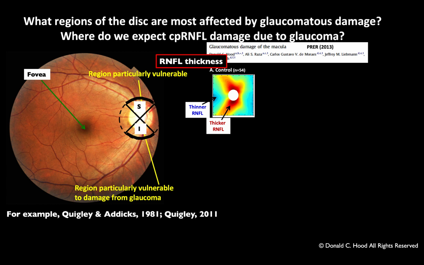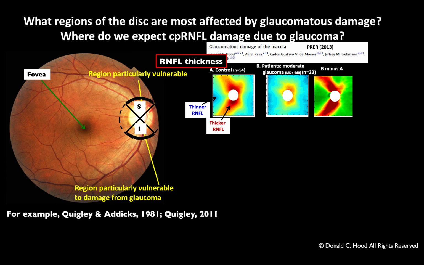This was nicely shown in the early 80s by Quigley and colleagues, and there's more recent data as well. All right, so here's the average now for 23 eyes with moderate glaucoma. So moderate glaucoma meaning that their mean deviation on the 24-2 is somewhere between -6 and -10 or something. So if we take the difference between this, we get this. Now, I apologize for this, although it's not my fault. Red means different things here.